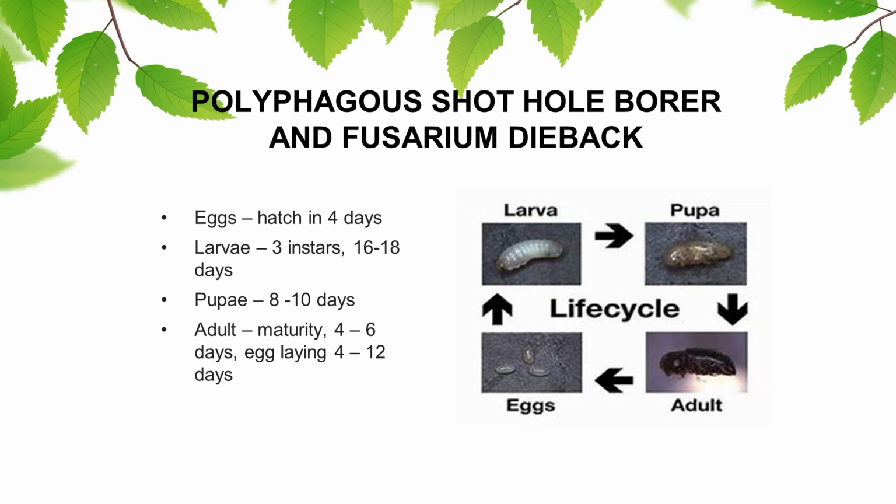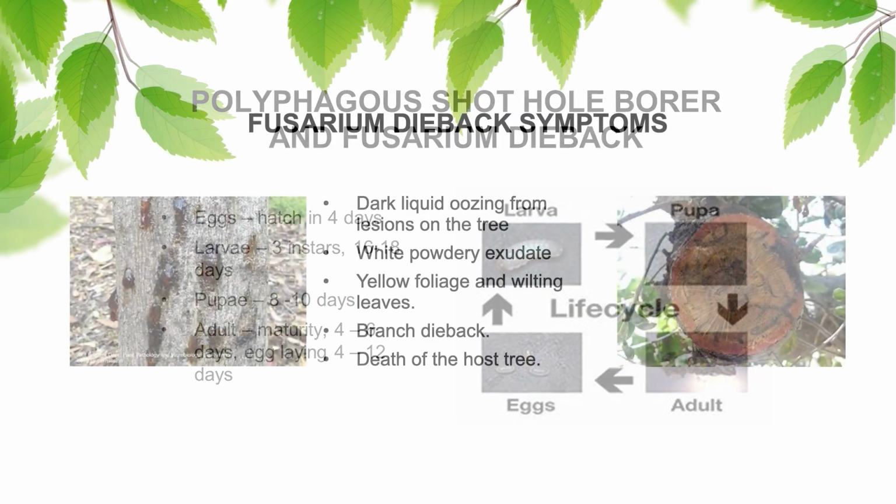When the mature female bores into the tree, creating galleries, the Fusarium pathogen is introduced into the tree. The fungus is a food source for the shot-hole borer. Females begin laying eggs in 4 to 12 days.